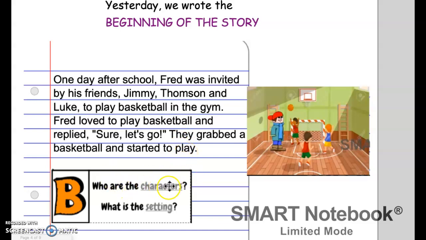Okay, so let's see. Are the characters in here? We know Fred's here. And look, the author actually named the characters. So we know his friends are Jimmy, Thompson, and Luke. So those are his friends. And let's see if the setting is there. The setting is after school. We know that's the time. And look at the picture. They're in the gym. So there's the gym. Perfect. And what I liked is that we added some dialogue. Boys and girls, this is like advanced stuff, like third grade stuff. So definitely add some dialogue if you want it to sound even better.